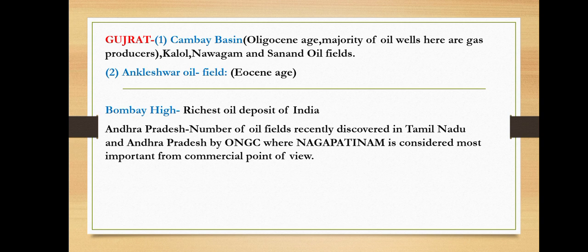Now comes the richest oil deposit of India. This is offshore Bombay High. Bombay High is the richest oil deposit of India and it has the maximum contribution in the oil production for our country. And apart from all these oil fields, recently ONGC has discovered some oil fields in Andhra Pradesh as well as Tamil Nadu, and one of them is Nagapattinam. And Nagapattinam is that oil field, which is important from the commercial point of view.